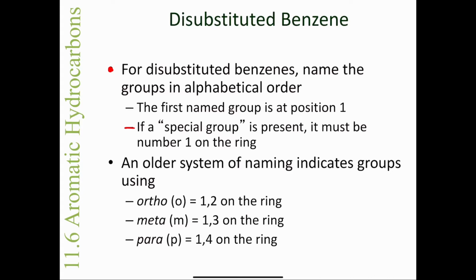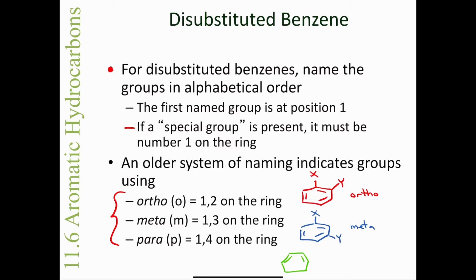There's also an older system of naming disubstituted benzenes, which uses these prefixes in the nomenclature. So we use the prefix ortho, and that means the substituents are at carbons 1 and 2. Let me show you what I mean. So if I have a substituent at 1 and another substituent at 2, I call this ortho. If I have a substituent at carbon 1 and another one at carbon 3, so we'll just write it like this. This is called meta substitution. And then finally, if I have one at the 1 position and the other one at the 4 position, let me just draw it like this. So I'll put my X over here, my Y like this. We call this para substitution.